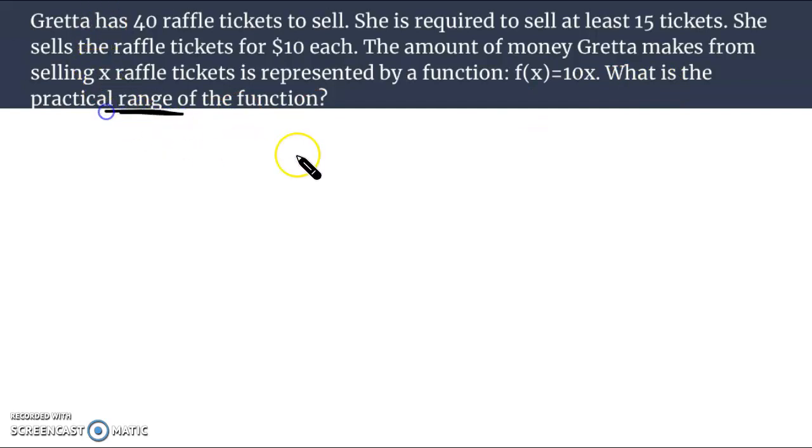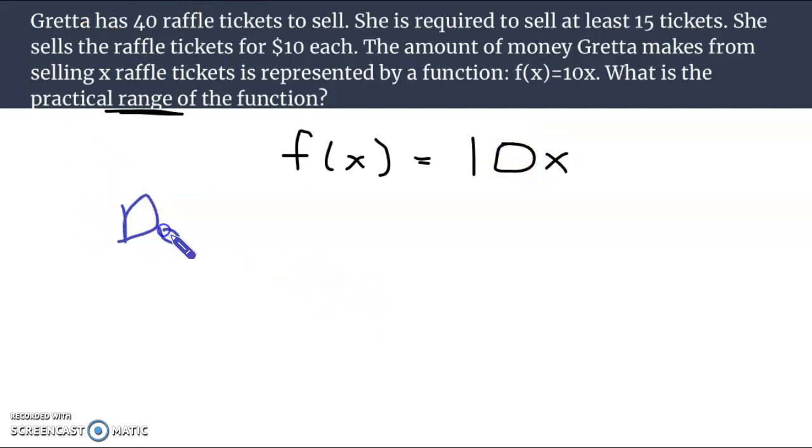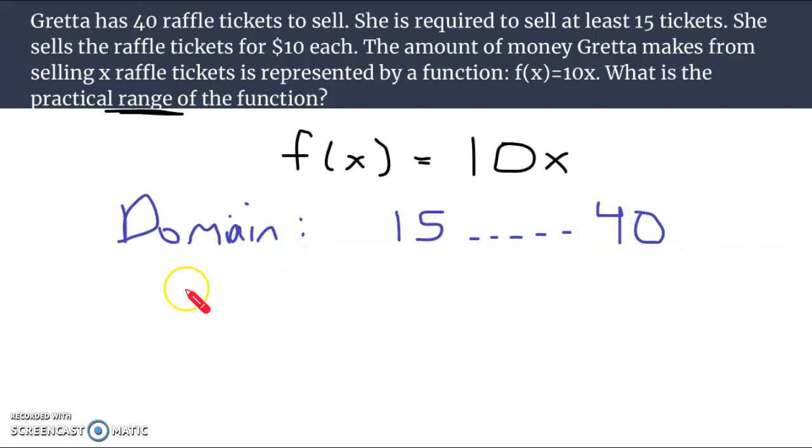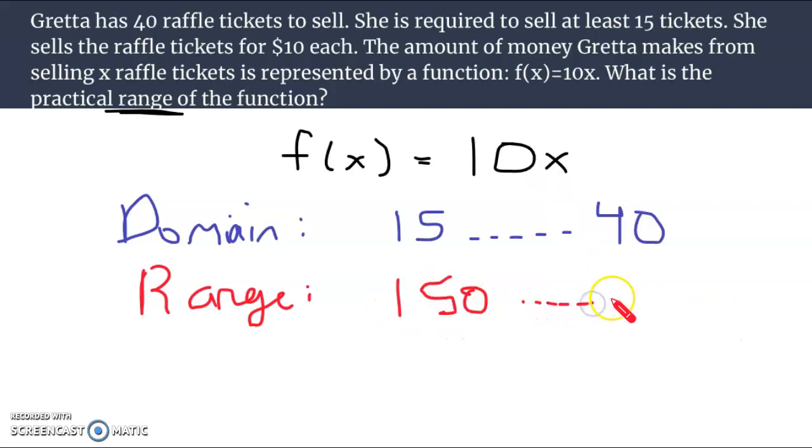So we're focusing on range this time. Let's have a look at our function here. 10x, this should make sense. She's selling them for $10 apiece. x is the number of raffle tickets. Let's focus on domain first. What is she allowed to plug in? Well, it says she has to sell at least 15, but she only has 40 to sell. So she's going 15 to 40, and they have to be whole numbers. Now focus on the range. What do you get when plugging those numbers in? 15 times 10 is 150. 40 times 10 is 400.